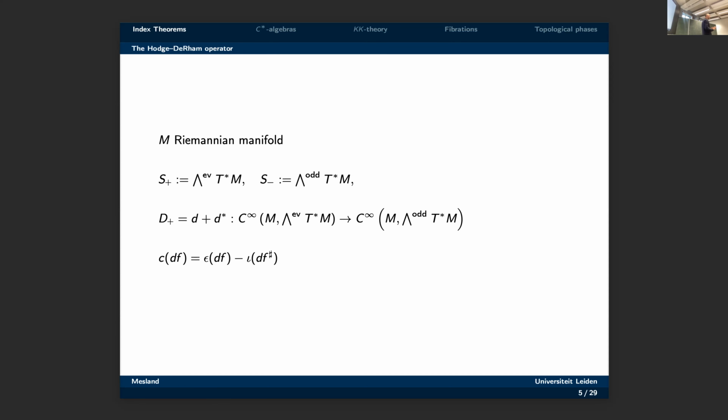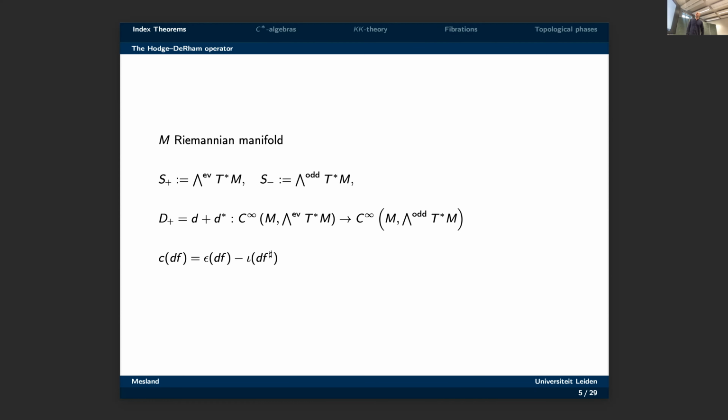So if I take any Riemannian manifold and I take the cotangent bundle, and then I take the even and odd exterior powers as vector bundles, then of course the sections of those are the even and odd degree differential forms. And I can put a mapping between those, the so-called Hodge-de Rham operator. So I take the exterior derivative and I add to that its formal adjoint. So I use the Riemannian metric and the Riemannian volume form to get an inner product, and then I can define a formal adjoint to the exterior derivative.